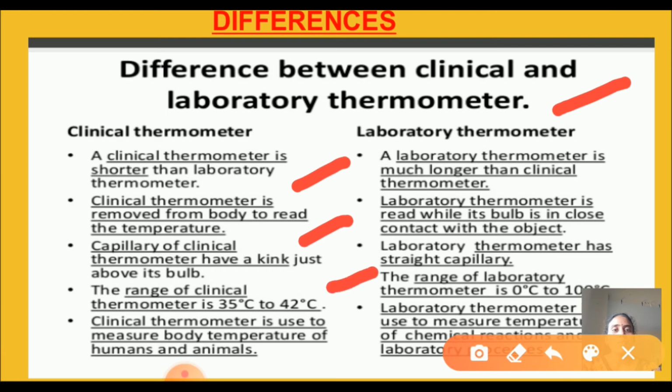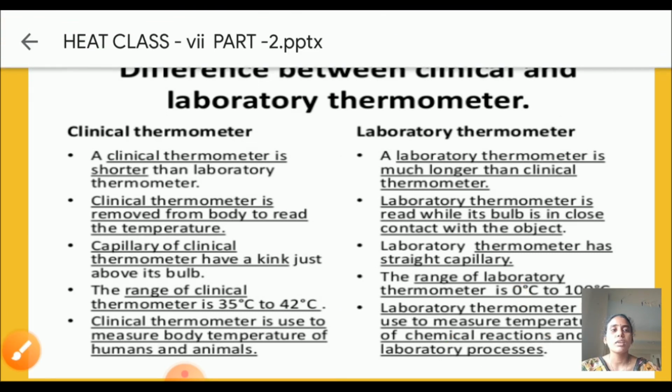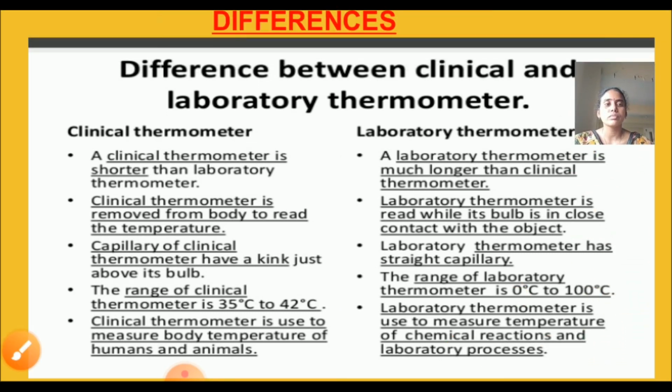And another one: the capillary of the clinical thermometer has a nick just above its bulb. Inside the bulb is the mercury. But the laboratory thermometer has a straight capillary. The range of the clinical thermometer is 35 degrees Celsius to 42 degrees Celsius, and the laboratory thermometer is minus 10 degrees Celsius to plus 110 degrees Celsius.